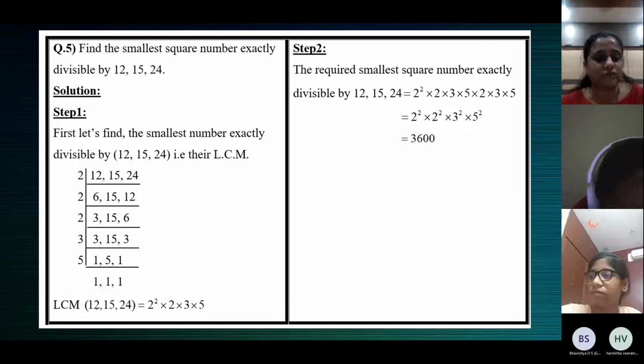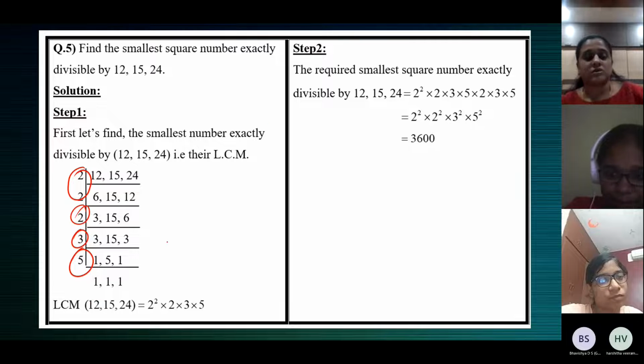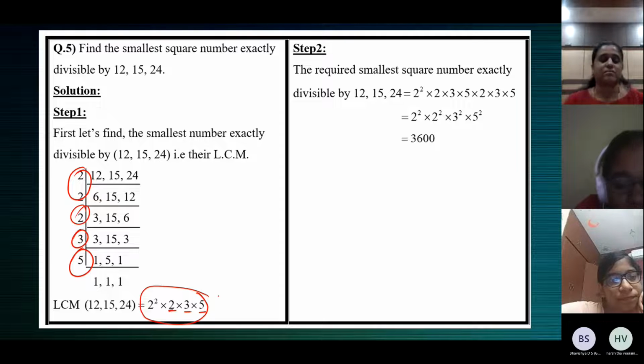Okay. So the LCM of 12, 15 and 24 is 2 square into 2 into 3 into 5. So this is the LCM of 12, 15 and 24. Now you see that these primes 2, 3 and 5, they don't occur in pairs. Every prime factor should occur in pairs. Only then it will be the smallest square number. When you find the product of these numbers, that's the smallest number.